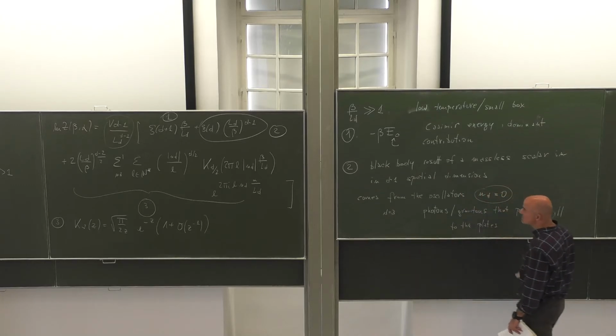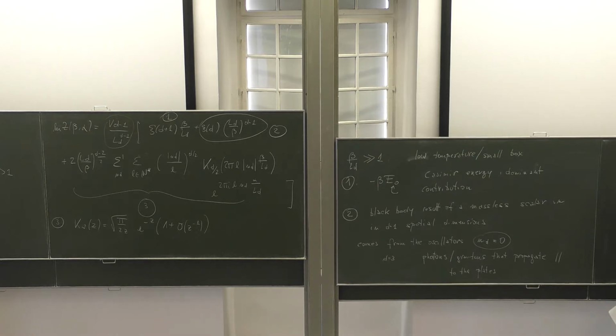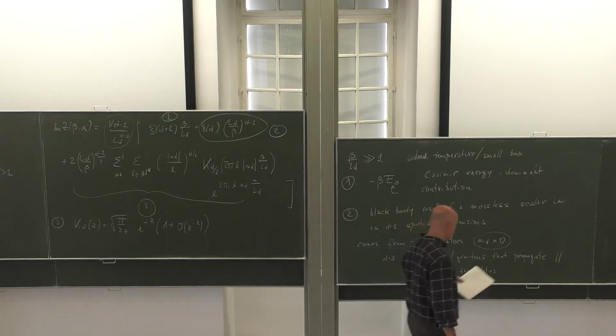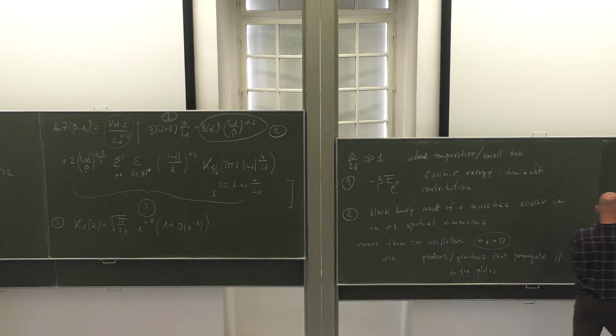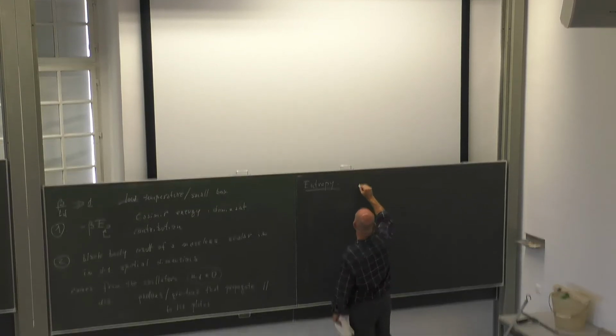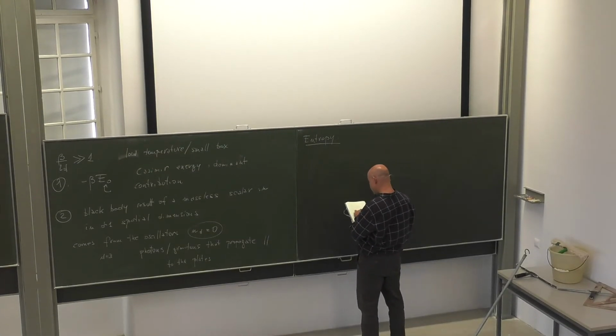Why do I insist on that so much? Because now you can compute, because of course if you have the partition function, you can compute all thermodynamic quantities, and the one thermodynamic quantity that one is often interested in is the entropy. So the formula for the entropy out of the partition function is the following.